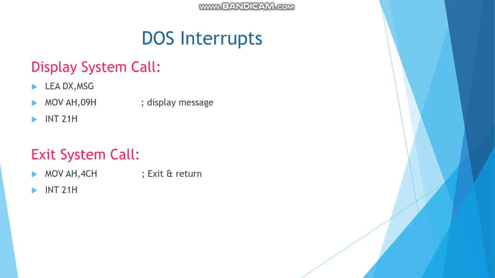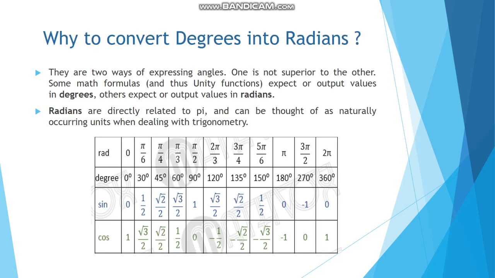Here the message value is loaded, that is, the effective address. So the effective address of message is loaded into DX along with the function 09 into AH and INT 21H. We can say the DOS call is executed with the help of INT 21H. Then for exit, again one system call is mentioned here, that is MOV AH, 4CH along with INT 21H.